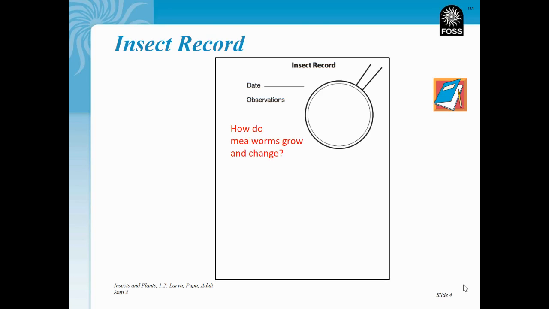You will need your insect record packet. Remember, this has a green cover on it. We have already filled in one of the worksheets. You are going to turn the page to the second page that's today. Please put the date at the top. It is April 20th. And write down our focus question. How do mealworms grow and change?